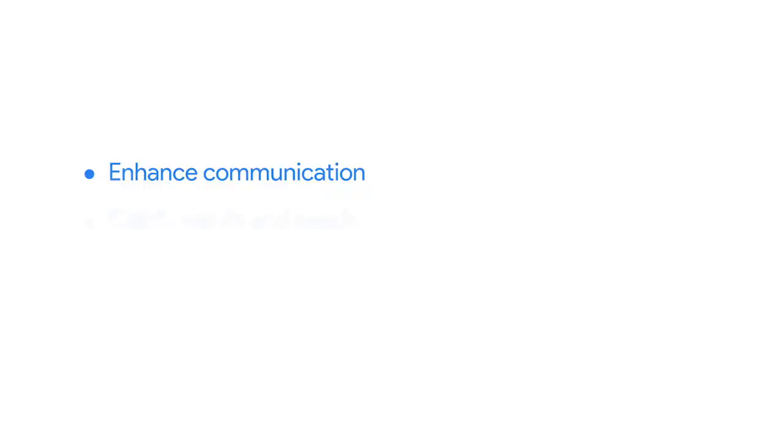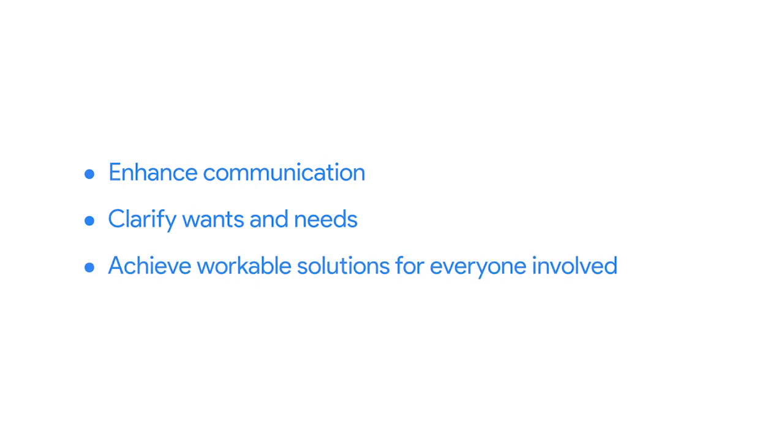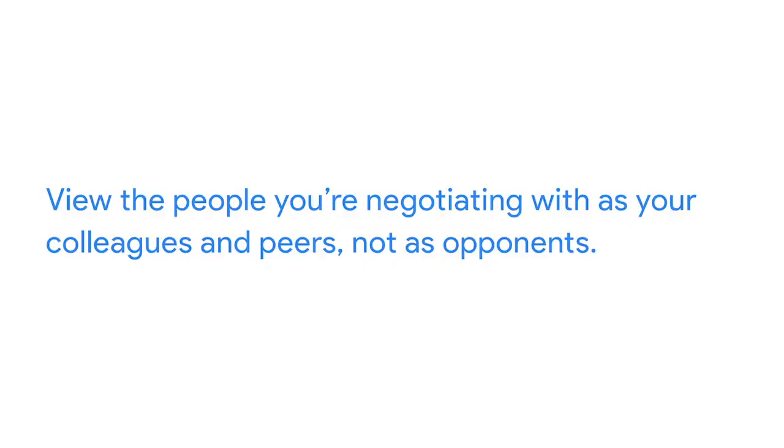Let's get started. When it comes to project management, persuasion and negotiation are constructive tools you can use to enhance communication, clarify wants and needs, and achieve workable solutions for everyone involved. Being skilled at persuasion and negotiation will also boost your level of influence. It's important that you view the people you're negotiating with as your colleagues and peers, not as opponents. That's why you do a stakeholder analysis, so you can get to know your stakeholders as people with their own jobs and responsibilities, and as partners who want the project to succeed.